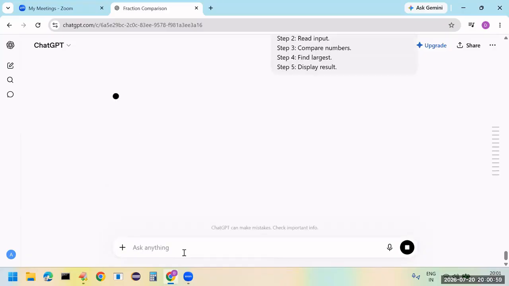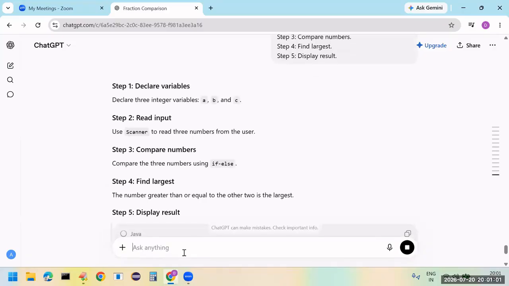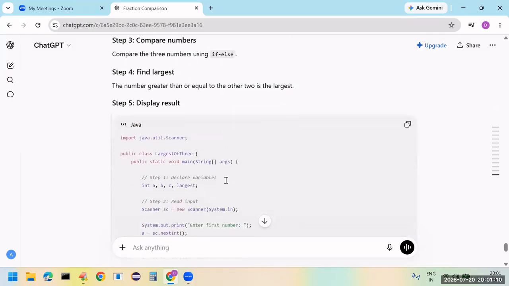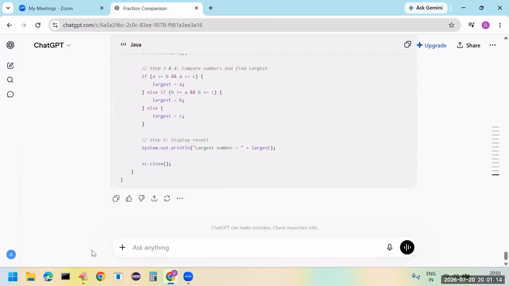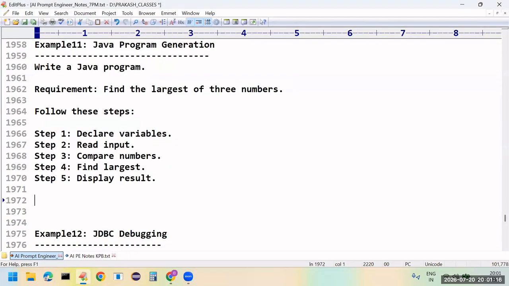Steps also you have to give: declare variables, read input using the Scanner class, compare the numbers using if else, find the largest and display it. Have you observed? This is nothing but the final program. Clear? Please confirm, everyone.